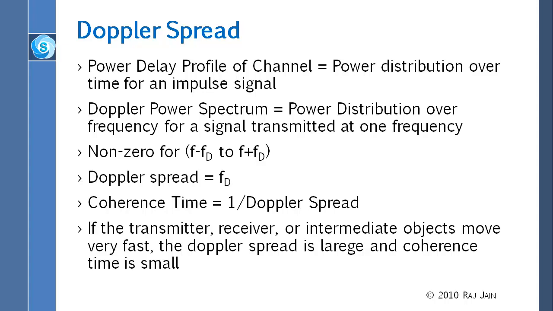Doppler spread is the frequency range after which the power is negligible. It is the spread or change in the power frequency distribution because something is moving, either the transmitter or the receiver, or something else. Here is another interesting thing. Suppose both the transmitter and the receiver are fixed, but a car is going. The reflector is moving. If the reflector is moving, the power distribution will change. So because of any motion of anything around, you have the Doppler spread.